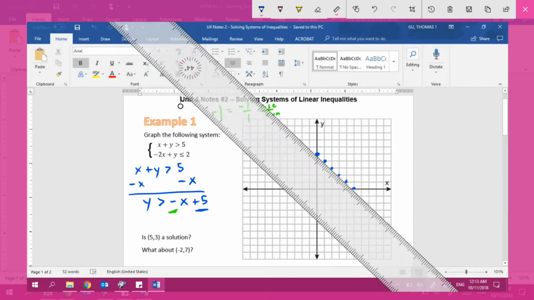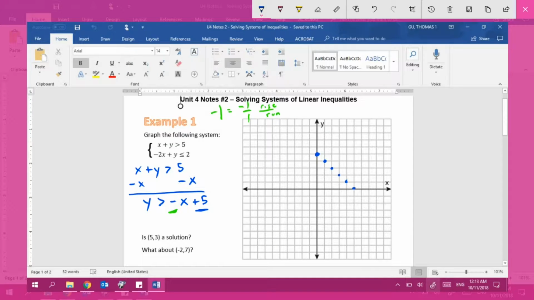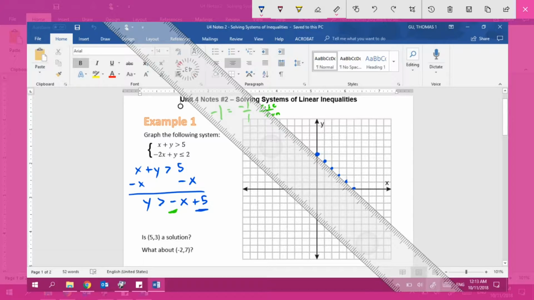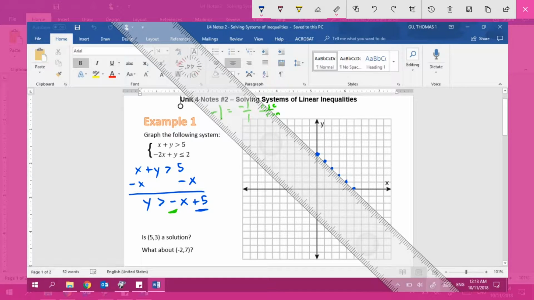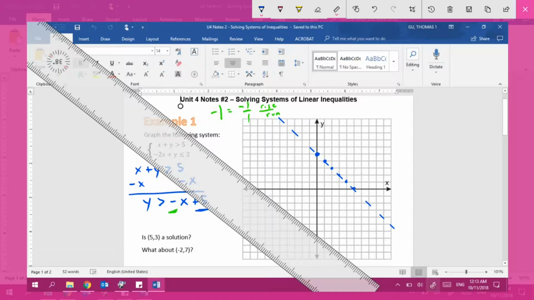But be careful here because we're dealing with inequalities, and this is where we might have dotted lines, we might have solid lines. So look at the sign. This is going to be a dotted or dashed line because there's no equals at the bottom of the sign, which means it's a dashed line. We've done this before. So I'm going to connect this line now, but I'm going to leave it dashed like this. That means points on this line are not included in my solution.